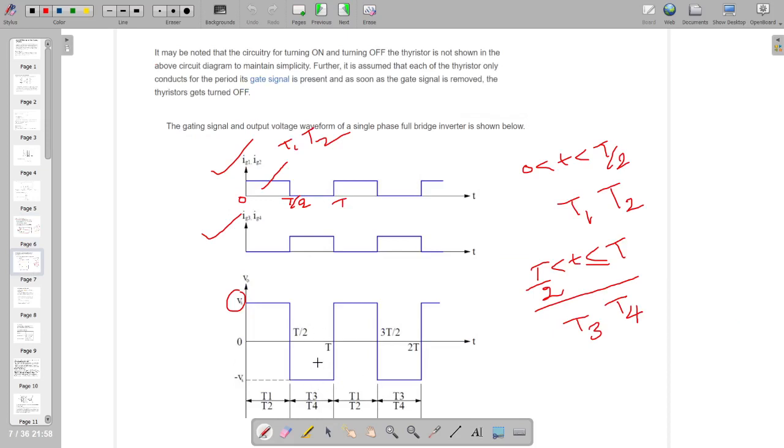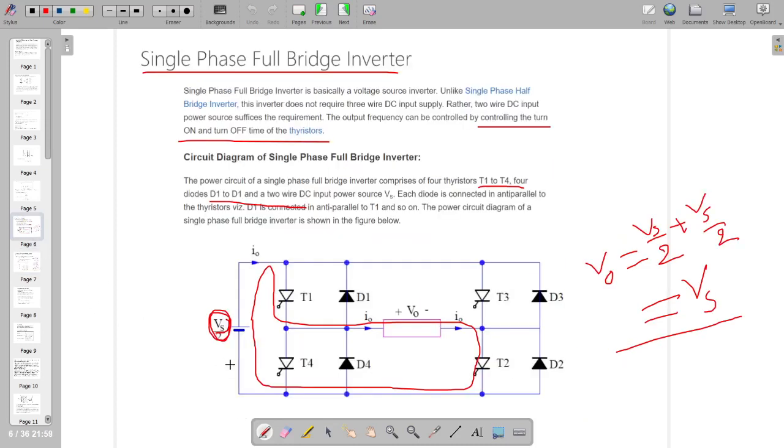Next period, that is T by 2 to T, thyristors T3 and T4 are triggered so that the output is minus Vs. V naught is equal to minus Vs. So the current direction we'll see in the circuit diagram. This is the first mode.